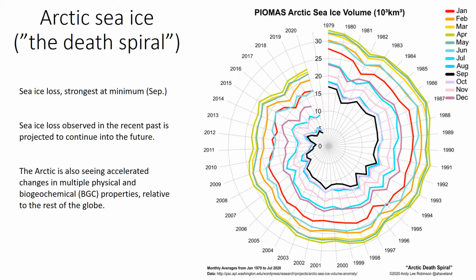And this is particularly true in the black line, which represents the sea ice minimum in September, which drops from approximately 17,000 cubic kilometers at the beginning of the period to less than 5,000 cubic kilometers by the present day. We know that this sea ice loss is projected to continue into the future. And along with this sea ice loss are accelerated changes in multiple physical and biogeochemical properties, including pH, aragonite saturation state, sea surface temperature, etc.